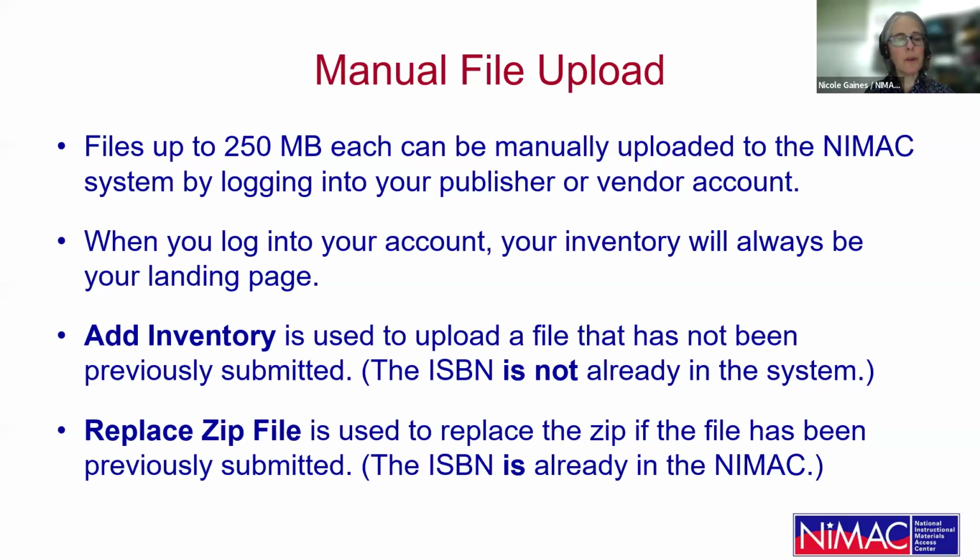Whenever you log into your account, whether you're a publisher or a conversion vendor, your inventory page will always be your landing page. And from that page, there are actually 2 options that you can find for manually uploading files. The first one is the Add Inventory button. And this is what is used to upload a file that has not been previously submitted. In other words, this is an ISBN that's not already in your inventory, and you are uploading it for the first time. Should you need to replace a zip file, the way that you're going to do that is to use the Replace Zip File button that is associated with the specific file. So in other words, if that file has been uploaded, that ISBN is already in the system, you can search for that, scroll through your inventory, locate that specific record, and that's where you would replace that file.